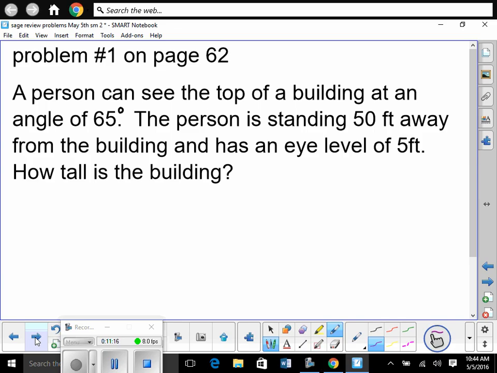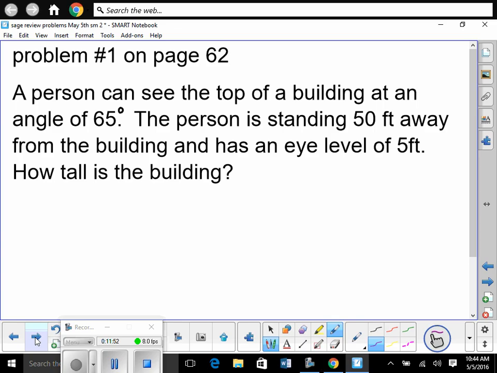Okay, so Braylon caught this. Oh, you guys both caught it, thankfully. So here was my mistake, guys, and I royally screwed this one up. That's okay, that's how we learn. It says, the person can see the top of a building at an angle of 65 degrees. Now it did not say angle of elevation, right? That's the catch. Angle of elevation is from the ground up, but it did not say angle of elevation. So I had said they gave you some extra information here, but they didn't. It says the person is standing 50 feet away from the building and has an eye level of 5 feet. How tall is the building?